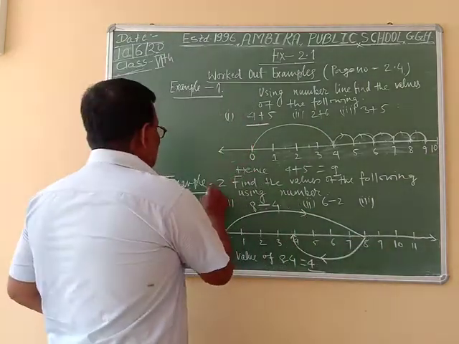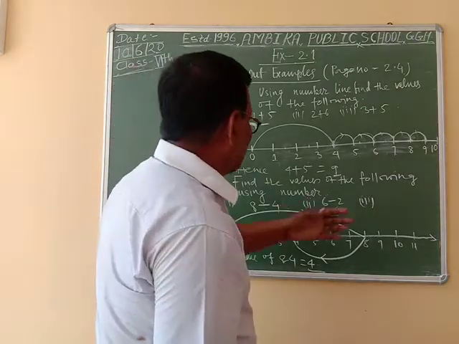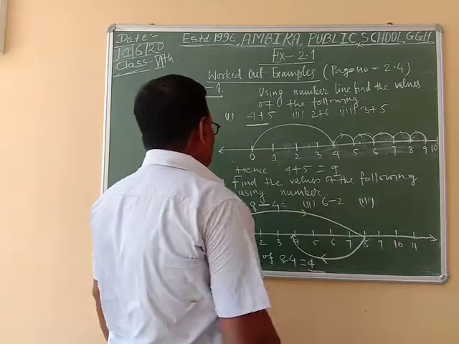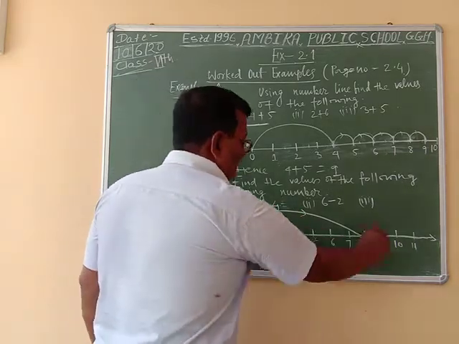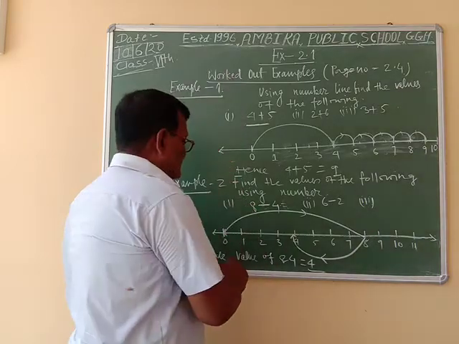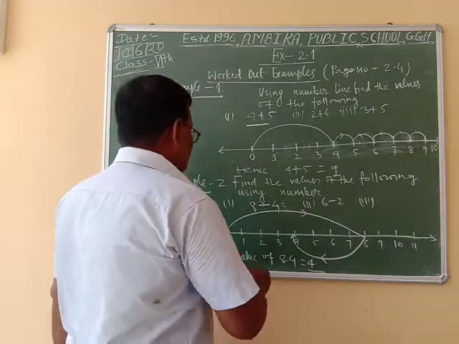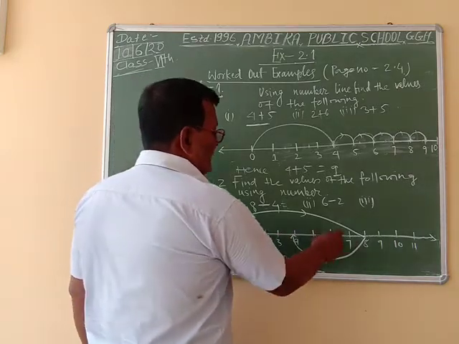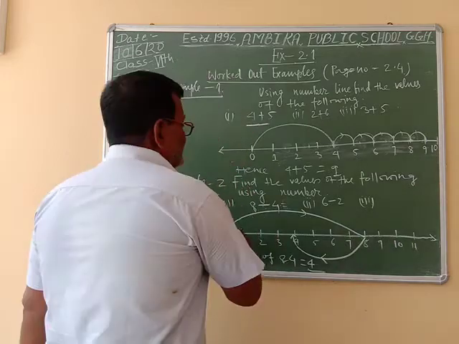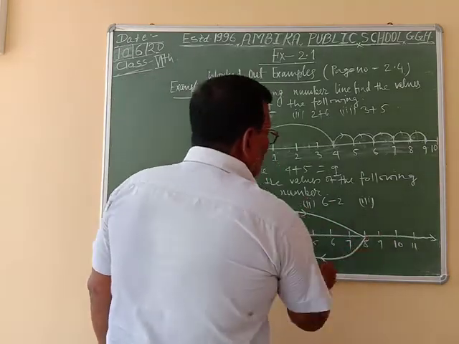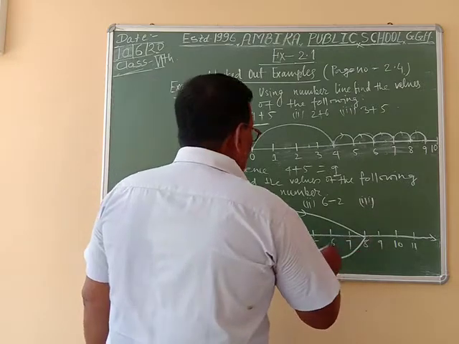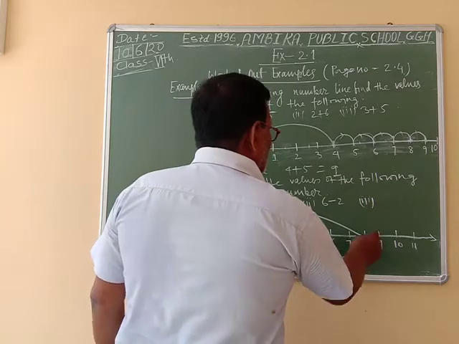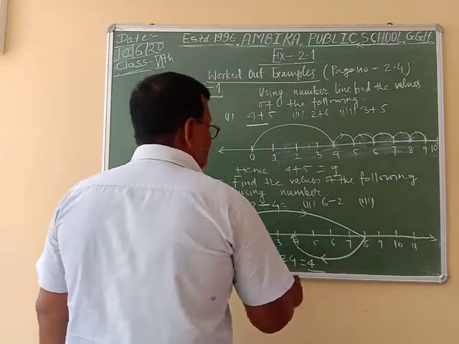Again I am going to explain example 2. We have to find the value of the following using number line. 8 minus 4. Finding the value of 8 minus 4, we draw a number line and take a point O on it, and after equal distance we mark the following numbers as 1, 2, 3, 4, 5, 6, 7, 8, 9, 10. Starting from 8, we move 4 steps left, towards left.